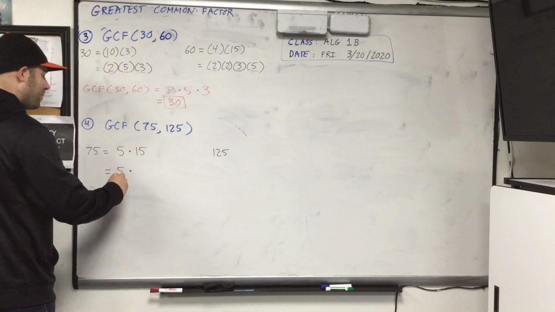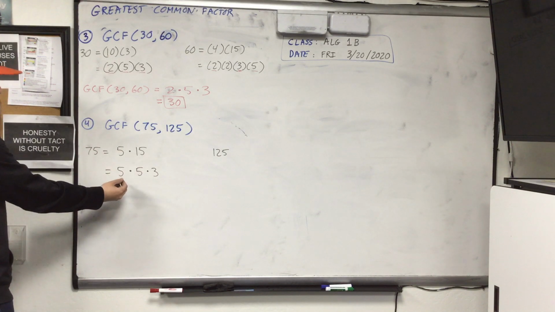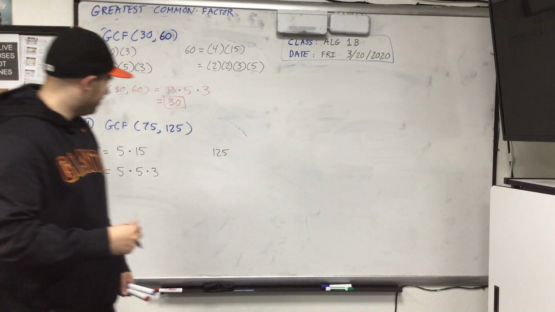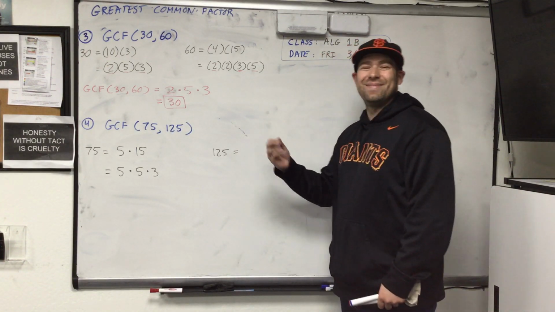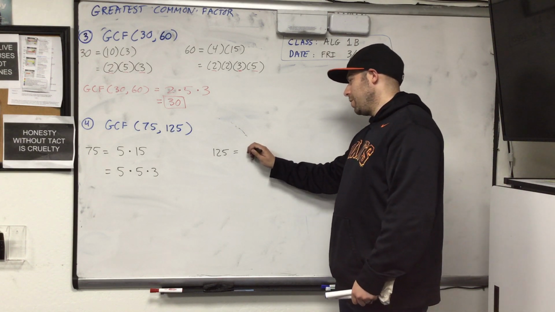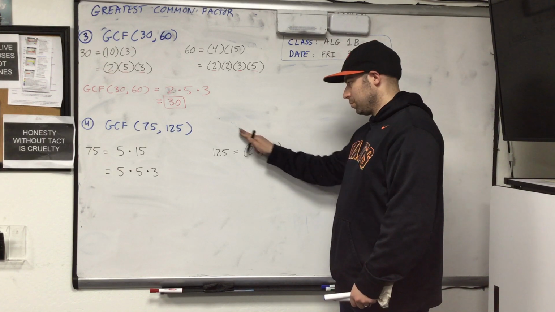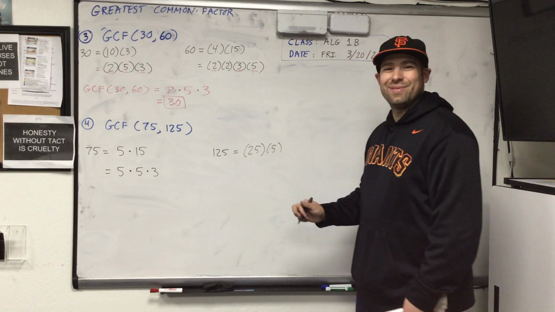I'm going to break down 15 into 5 times 3. And can I break this problem down even more? 5, 5, 3, both factored into primes. 125, I know for a fact that the best way I can use this is with quarters. 25 times 5, right? 25 cents, 5 quarters is $1.25.